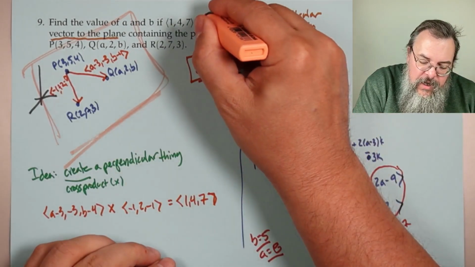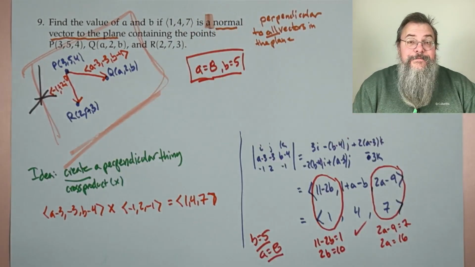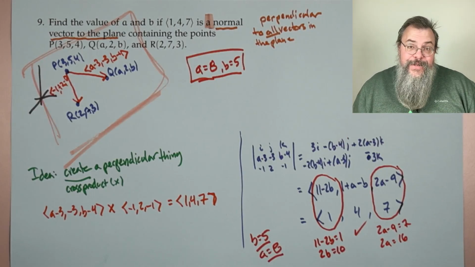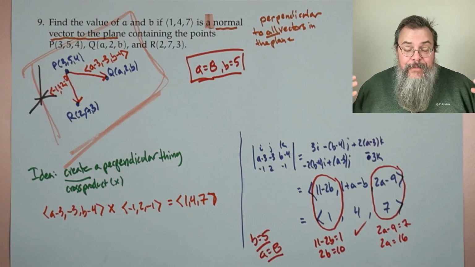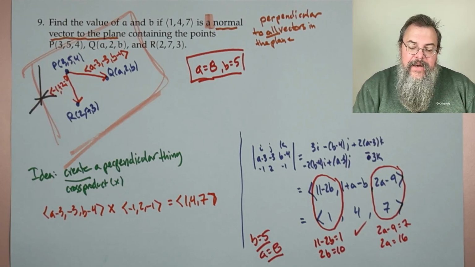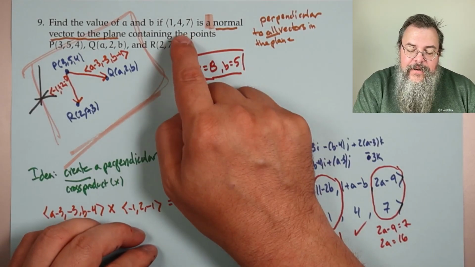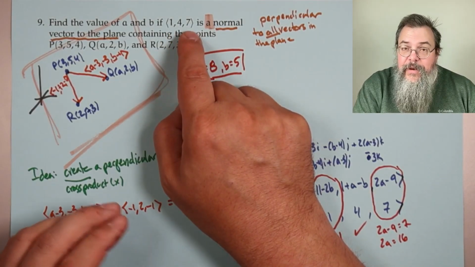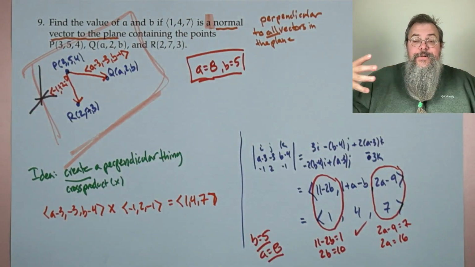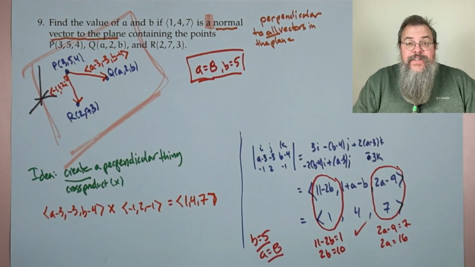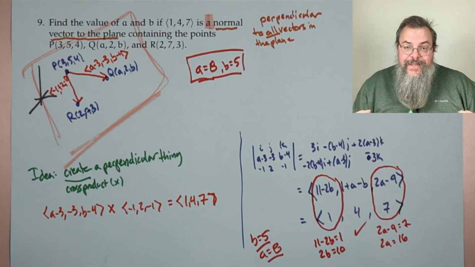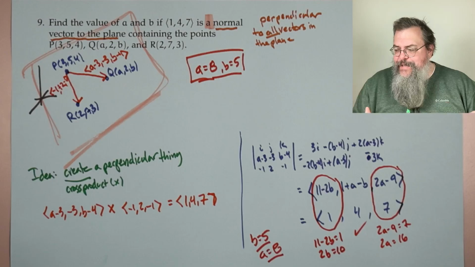Do you see this word? That's a very important word. Normal vectors are not unique. There are many normal vectors. And so I don't have to pick 1, 4, 7. I could have picked 2, 8, 14, for example, or 3, 12, 21. I can scale this by any number and it's still normal, because the only thing that matters is the direction, not the magnitude.